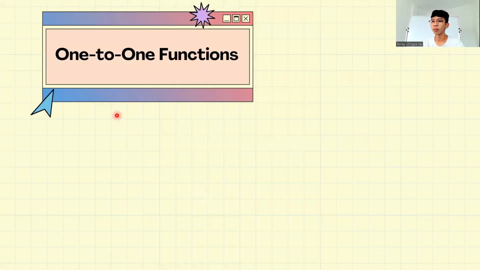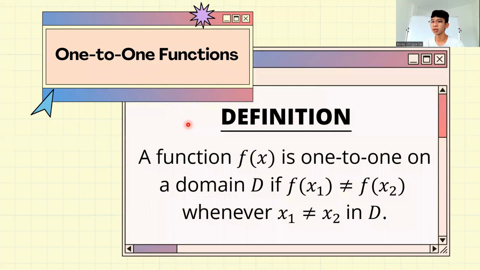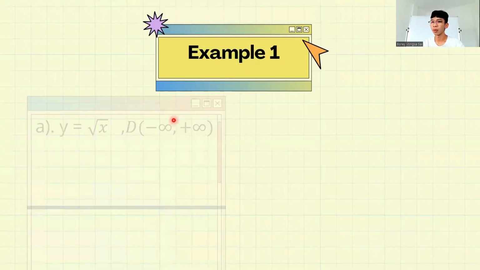So now let's start with one-to-one functions. Here we have the definition: a function f(h) is a one-to-one function on the domain D if f(h1) is not equal to f(h2) whenever h1 is not equal to h2 in the domain. To understand it more clearly, let's take a look at an example.